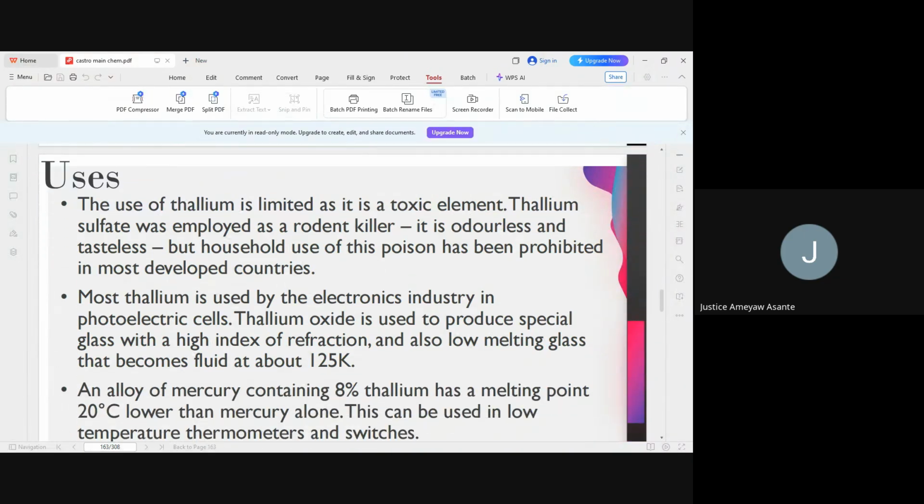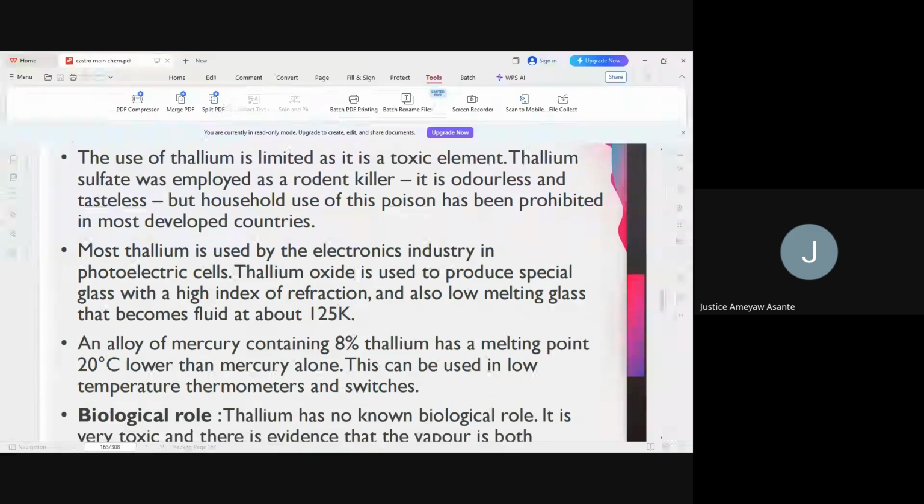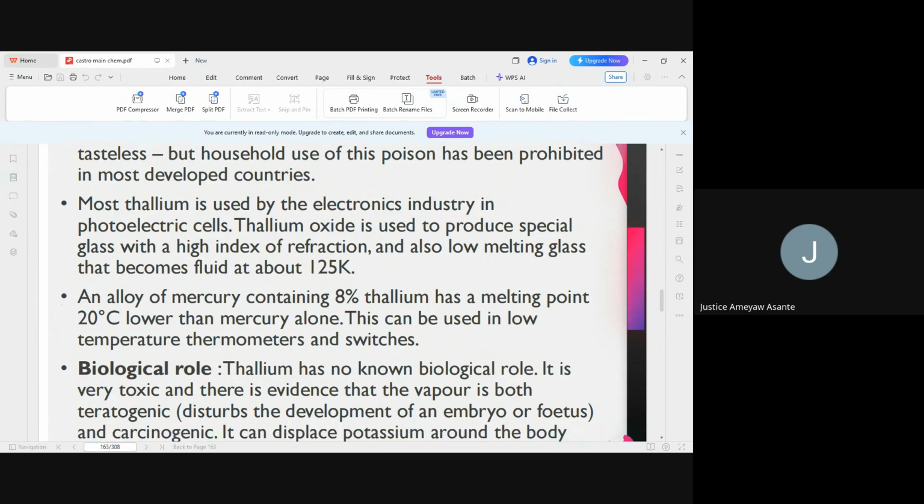What do you use it for? It's limited as it is a toxic element. Thallium sulfate was employed as a rodent killer. It is odorless and tasteless, but household use of this poison has been prohibited in most European countries. Most thallium is used by the electronics industry in photoelectric cells.